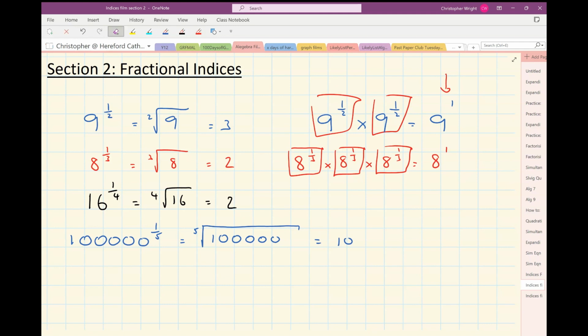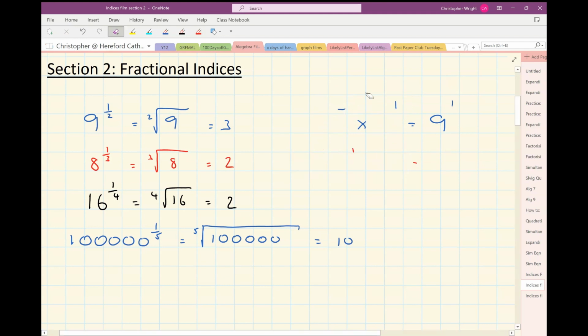And that sort of logic works, of course, with all of them. So the first thing you need to know is what is written on the screen here: something to the power of a half is a square root, something to the power of a third is a cube root, something to the power of 4 is a fourth root, and so on.